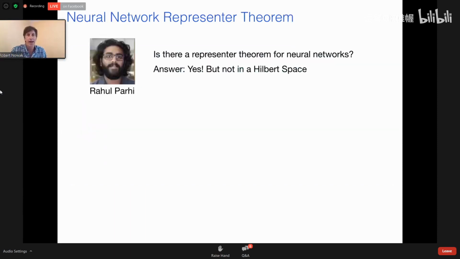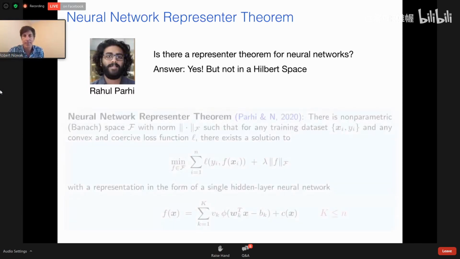So I have a student, Rahul. He's a super smart guy, and he posed this great question. He said, is there a representer theorem for neural networks? And it turns out the answer is yes, but not in a Hilbert space. So here's the informal statement of Rahul's theorem.